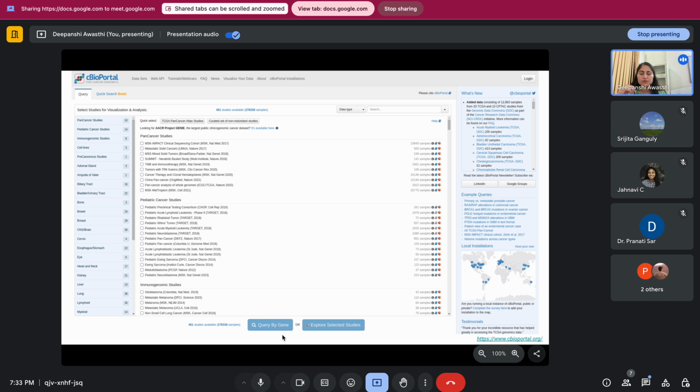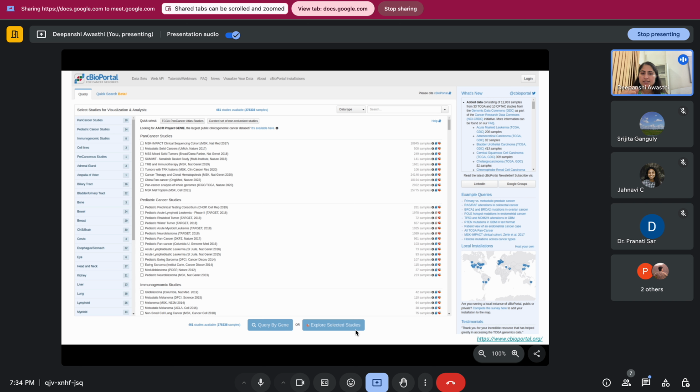And at the bottom, you see there are two options. One is query by gene, and another is explore selected studies. If you know some gene and you want to see in which cancers it is involved and how it is involved, you can also do survival analysis using cBioPortal, for example if this gene is methylated or mutated, what is the survival probability of a person. So you can simply go for query by gene, and you can also enter multiple genes.